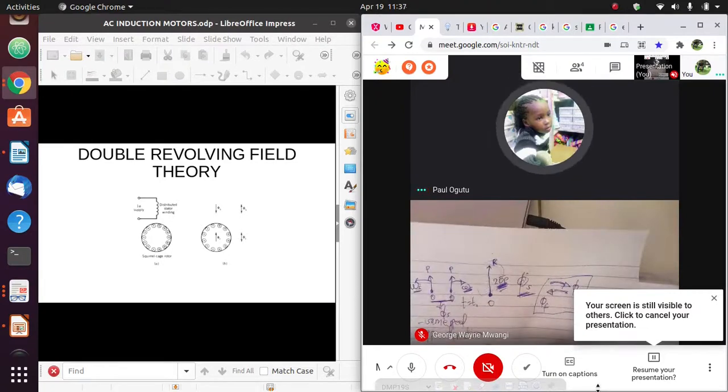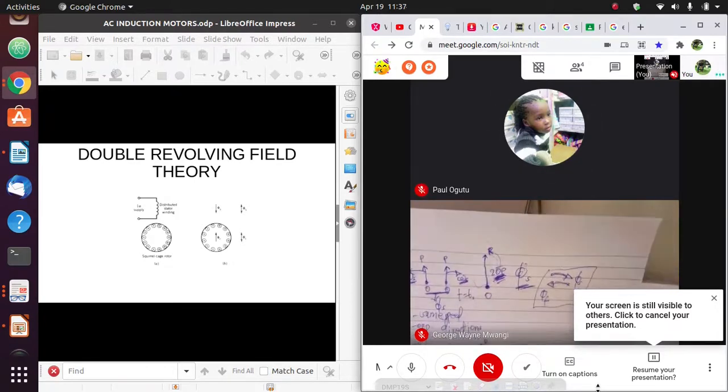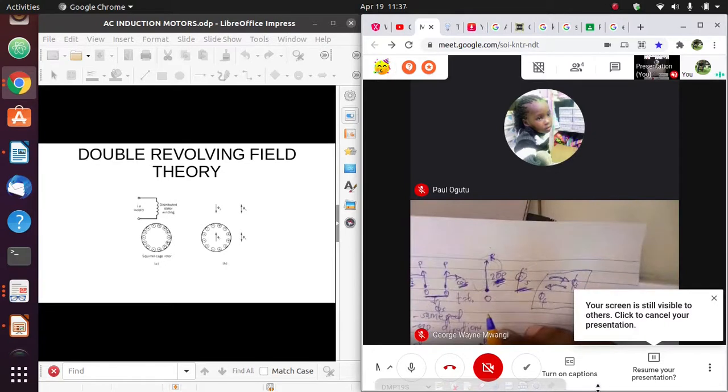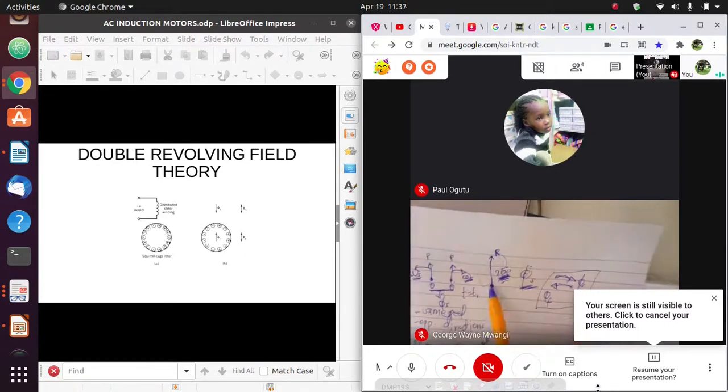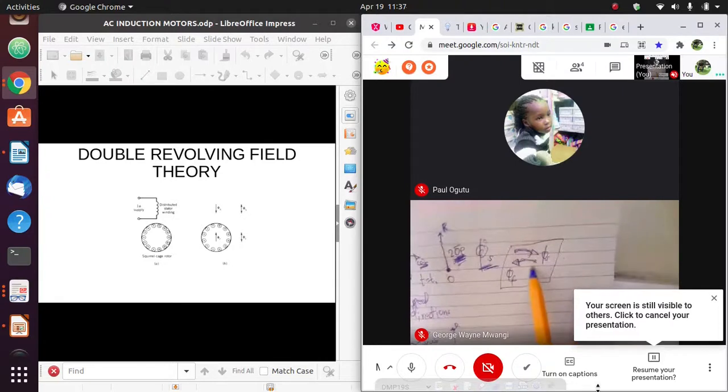Okay. Now, what happens? Since we have seen that the pulsating flux, pulsating like a heartbeat, a pulse, comes and goes. So in this case, it rises and falls. So now we have seen that this pulsating flux can be resolved as two rotating fluxes that are rotating at the same speed but in different directions.